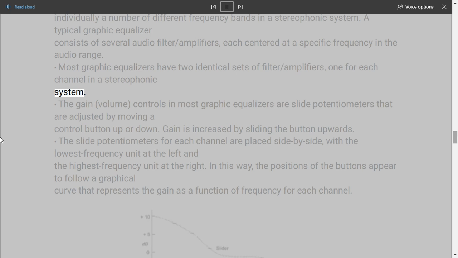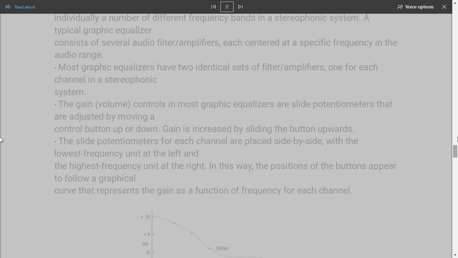The gain, volume, controls in most graphic equalizers are slide potentiometers that are adjusted by moving a control button up or down. Gain is increased by sliding the button upwards. The slide potentiometers for each channel are placed side by side, with the lowest frequency unit at the left and the highest frequency unit at the right. In this way, the positions of the buttons appear to follow a graphical curve that represents the gain as a function of frequency for each channel.